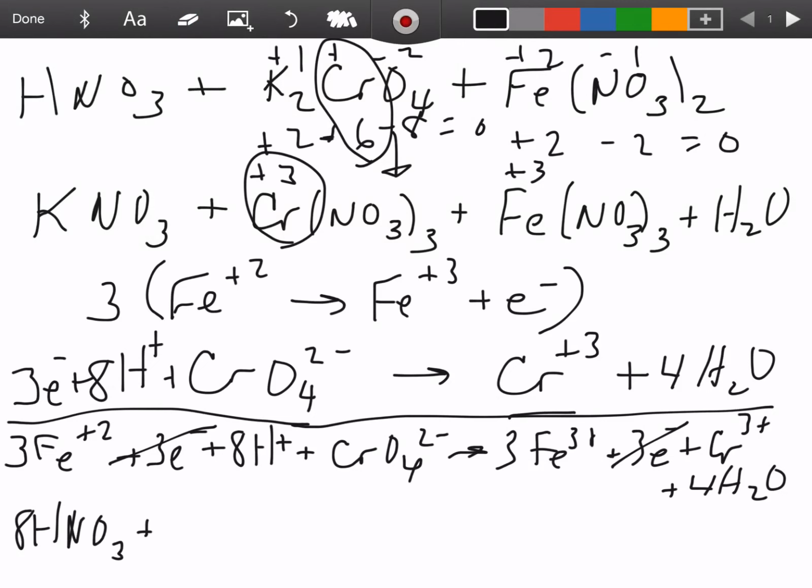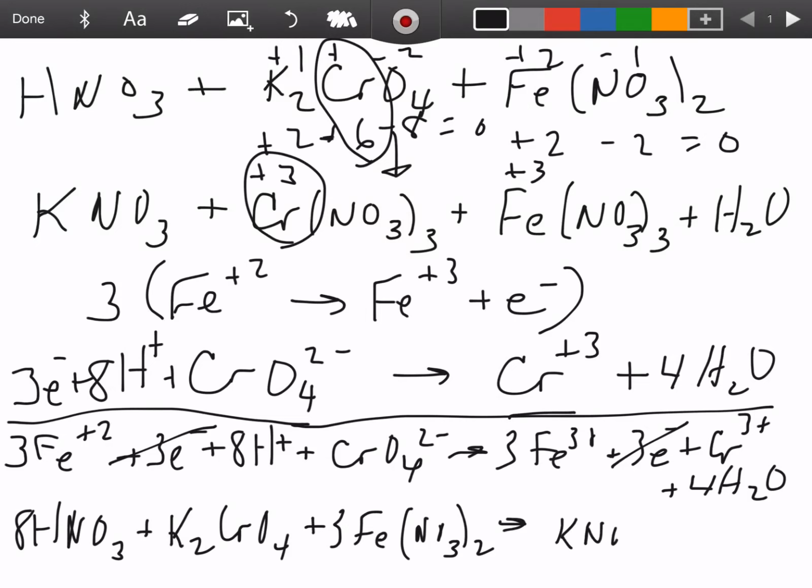Plus we have 1 chromate, so I'm going to need 1 K2CrO4. And it says that I'm going to need 3 Fe2+, so I'm going to need 3 Fe(NO3)2. And then my products. I'm going to need some KNO3. I don't know how much of that yet. We'll have to take a look.